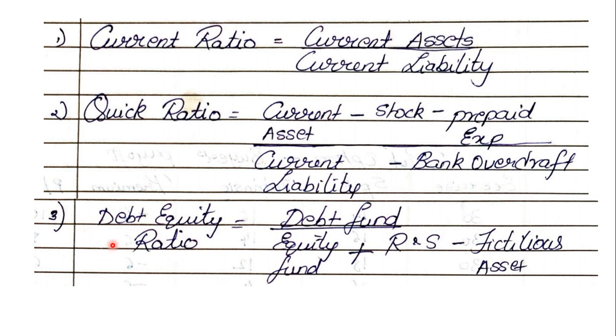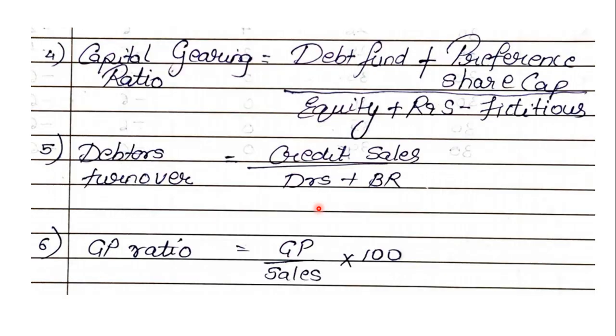Next, debt equity ratio formula is debt fund upon equity plus reserve and surplus less fictitious. So that's basically equity fund. Okay, that is equity plus reserve and surplus less fictitious. Okay, you all can note down this once. Okay, next, capital gearing ratio formula is debt fund plus preference share capital upon equity plus reserves and surplus less fictitious.